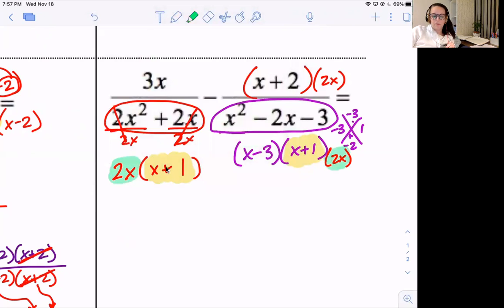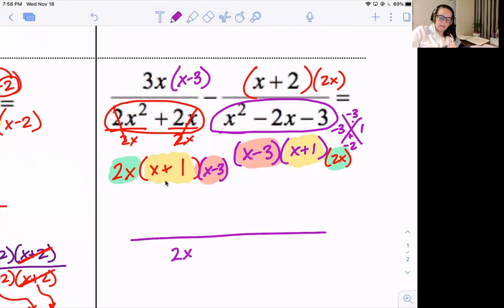And then you might think, okay, well, the red one's not going to get jealous because the purple one has both of the things that the red one has, but it needs an x minus 3. So it wants an x minus 3 and an x minus 3. Now the denominators are the same. We have a common denominator. It's 2x times x plus 1 times x minus 3, right? We have the green, the yellow, and the red.